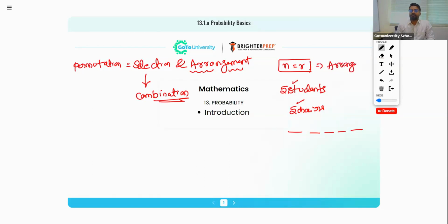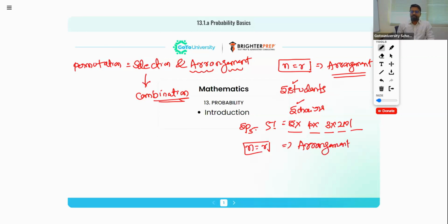Arrangement. If the number of chairs is equal to the number of students, it will be a direct arrangement. That is, first chair 5 ways, second chair 4, 3, 2, 1, which is 5 factorial, which can also be written as 5P5. That means if n is equal to r, that task is nothing but arrangement only, and that can be simply written as r factorial.